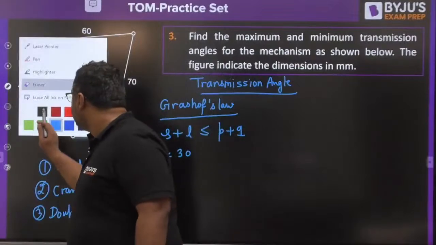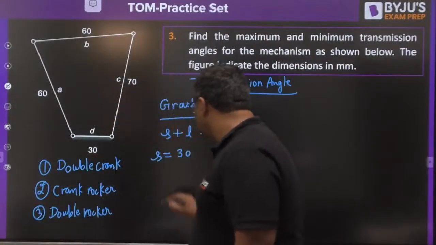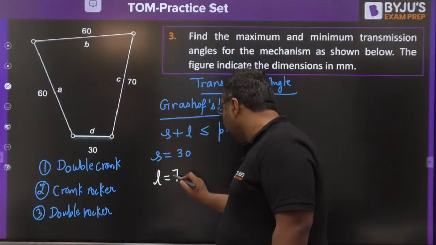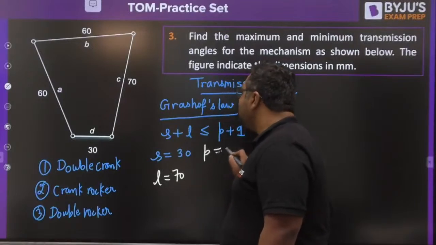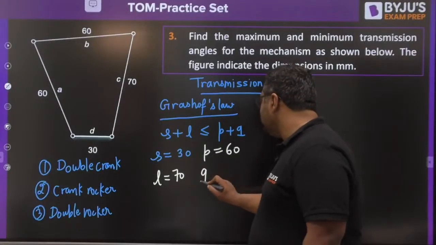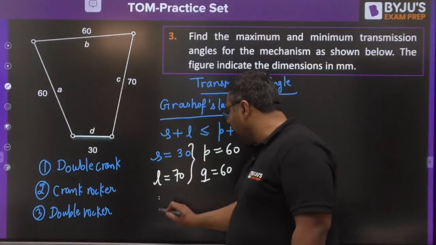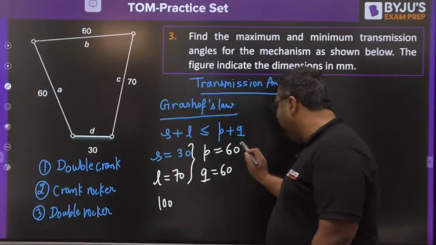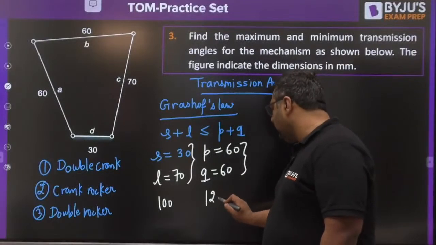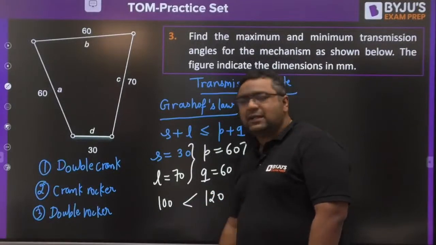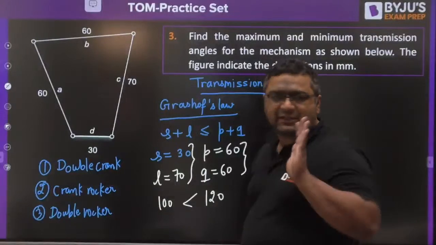Okay, guys. So you can see the longest link is 70, then P is 60, Q is 60. You can see S plus L is coming out to be 100, and P plus Q is coming out to be 120. Obviously 100 is less than 120, which means the law is satisfied.